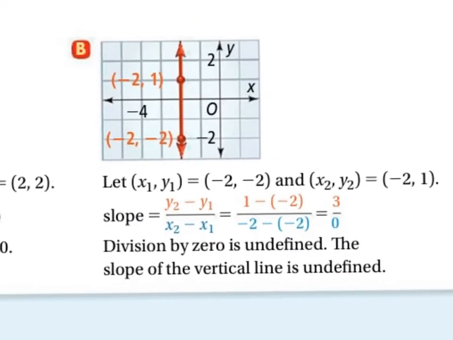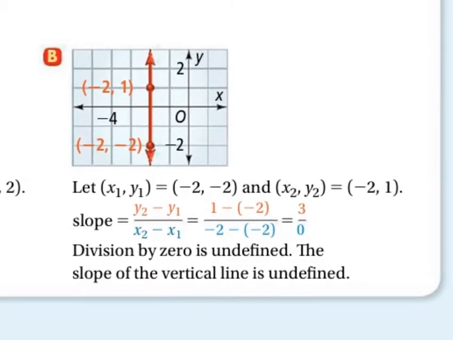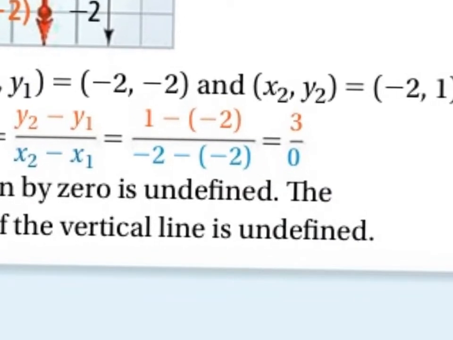Part B, we've got a vertical line. So what happens on a vertical line? Well, similar but opposite. They did 1 minus negative 2, so they started with this one, and then they did negative 2 minus negative 2. If you work that out, you can add the opposite here. So that would be 3 over 0. We can't divide by 0. I can't say I'm going to take $3 and split it into 0 piles. We can't divide by 0, so that's called undefined.